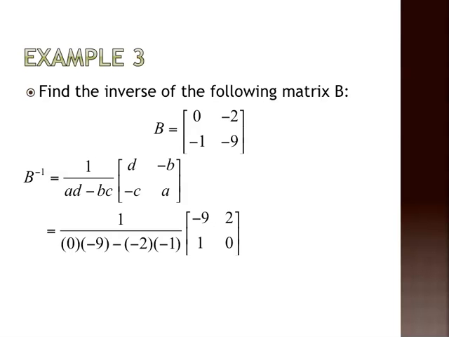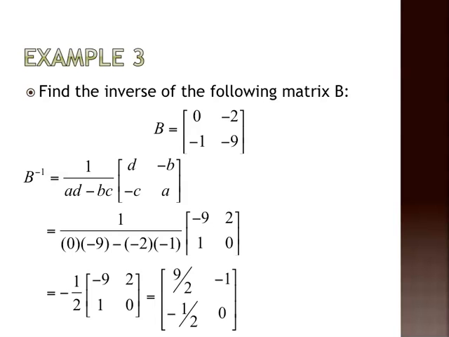All right, so now in the denominator, we have 0 minus 2. That's going to be -2. So this is a -1/2 on the outside. And now I have to multiply this matrix by the scalar -1/2. So multiply everything by -1/2. We have 9/2, -1, -1/2, and 0. And that's the inverse of our matrix B.